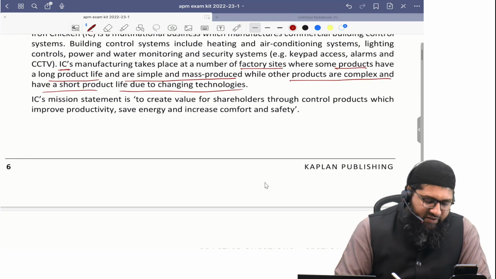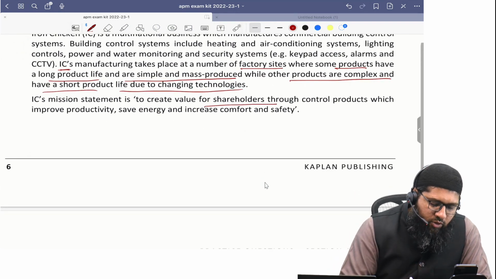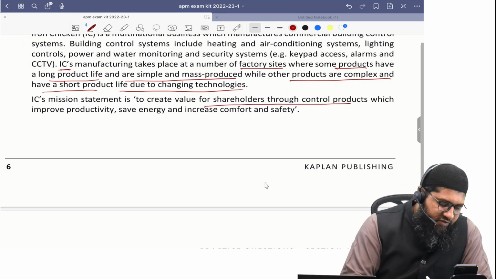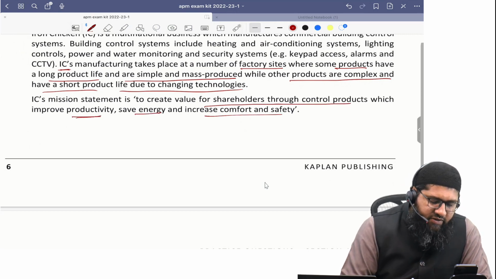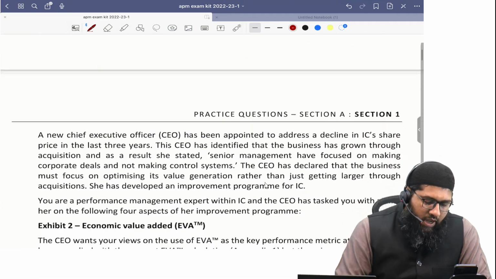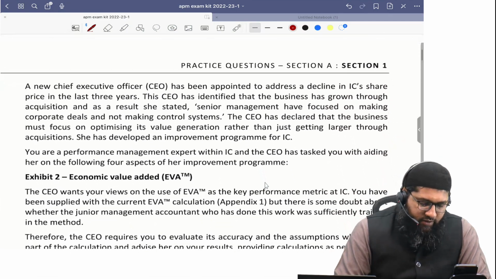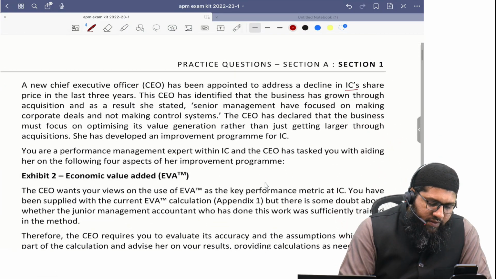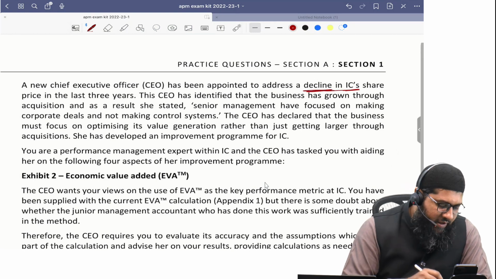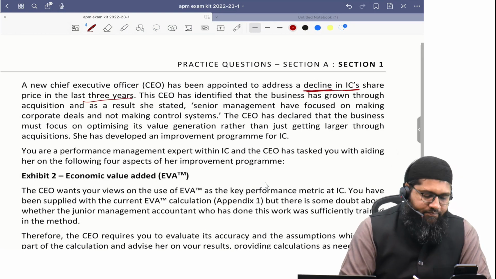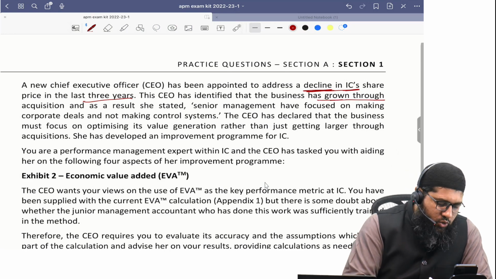Now the mission statement is to create value for shareholders through control products which improve productivity, save energy, and increase comfort and safety. A new chief executive has been appointed to address a decline. There's a decline in the IC's share price in the last 3 years. This CEO has identified that the business has grown through acquisition.